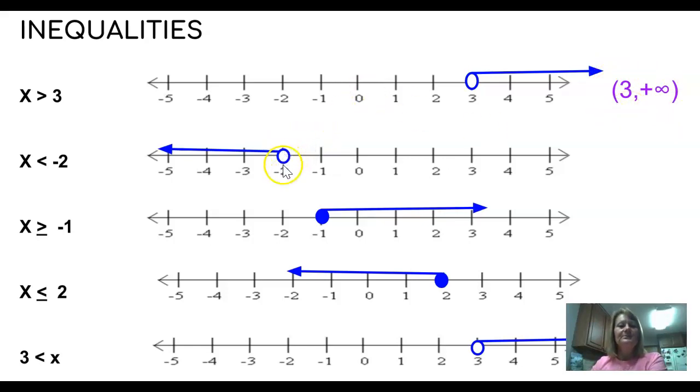So this one, our left endpoint is going to be negative infinity. Our right endpoint is at negative 2. So that's how we're going to write it. Left endpoint is at negative infinity. Right endpoint is at negative 2. Open circle, so therefore we're going to do a parenthesis.